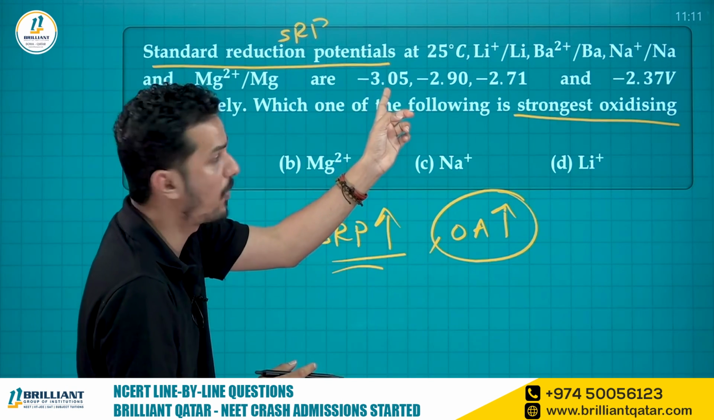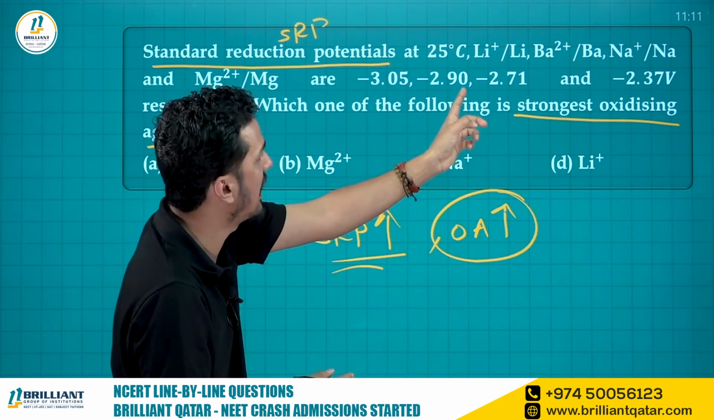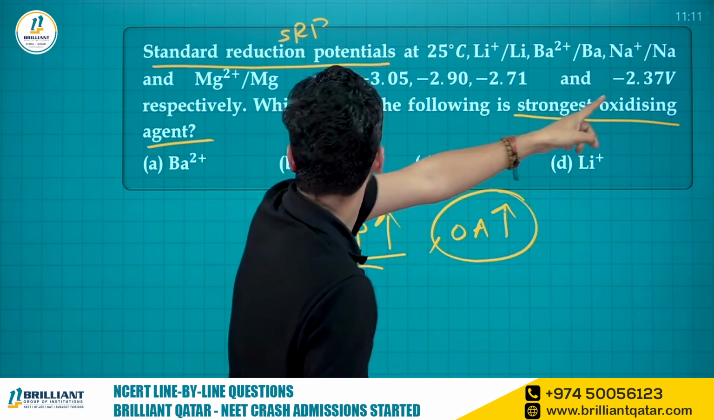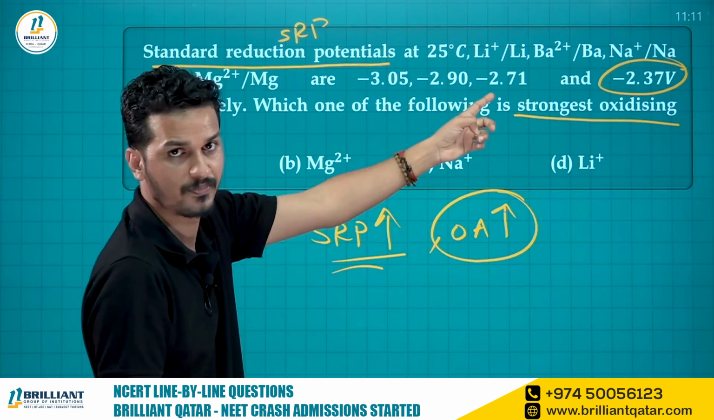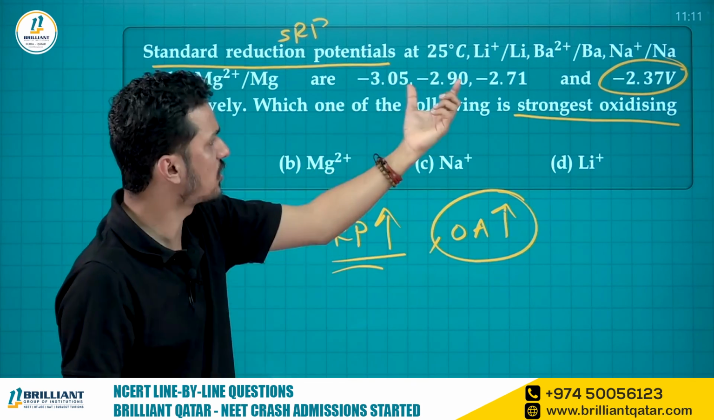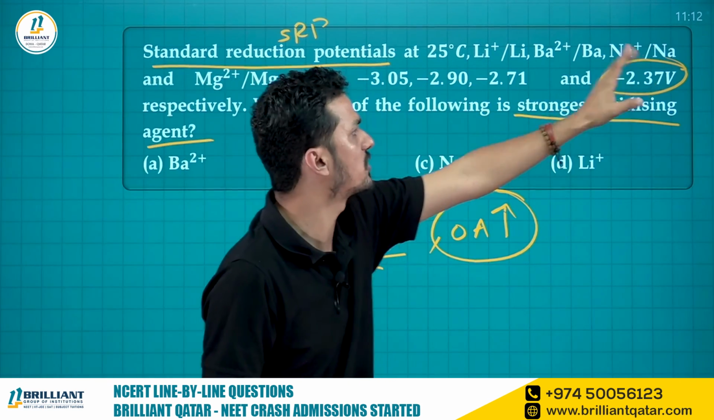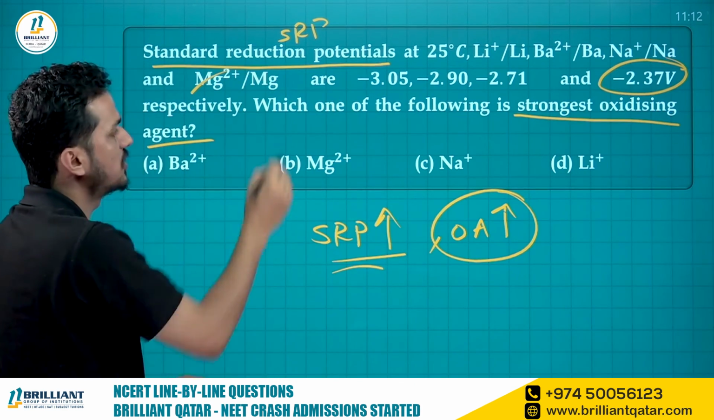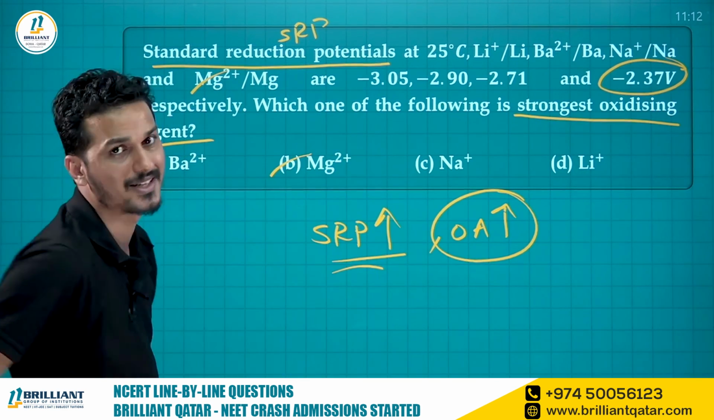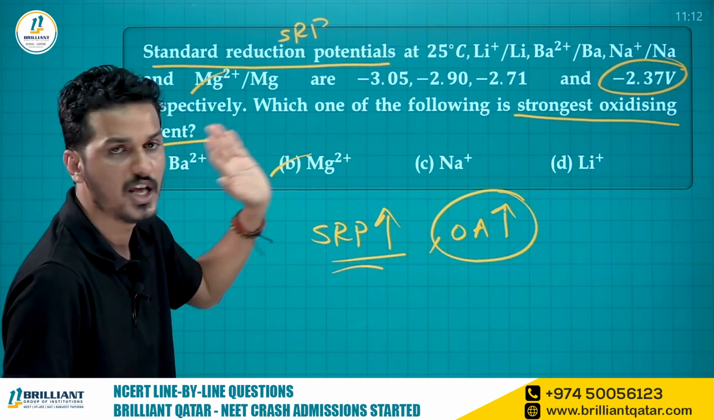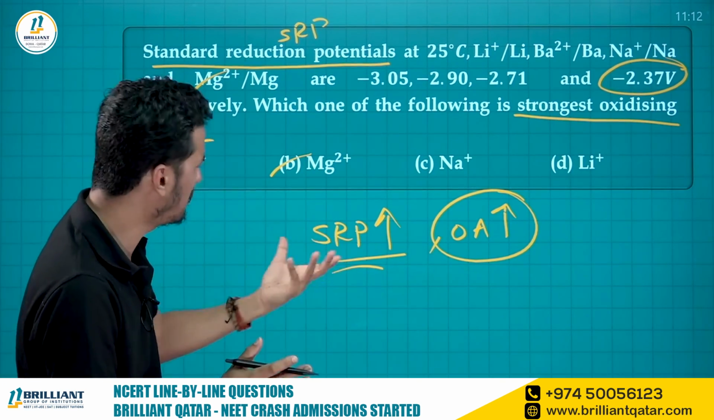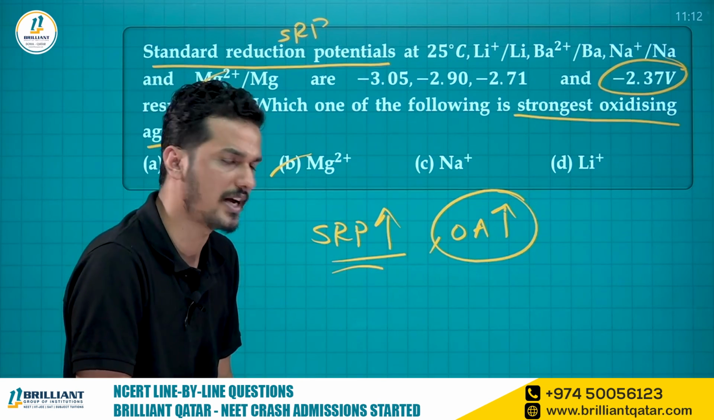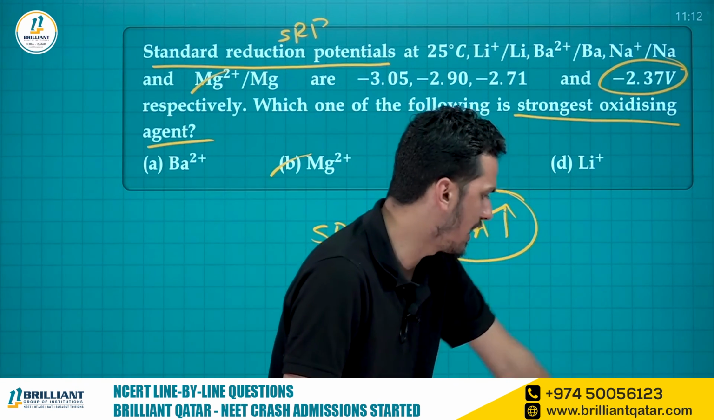This is minus 3.05, this is minus 2.9, this is minus 2.71, this is minus 2.37. So minus 2.37 is the bigger among these, because it is less negative, this is the bigger value, minus 2.37. Minus 2.37 is for what? Mg2 plus. So the answer is Mg2 plus. That's the strongest oxidizing agent among the following. Is it okay now? Ready? So simple idea, direct idea only. We got the idea. If it's so, then we can go to the next question.